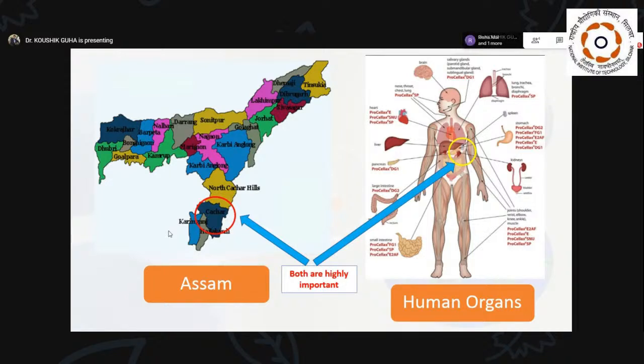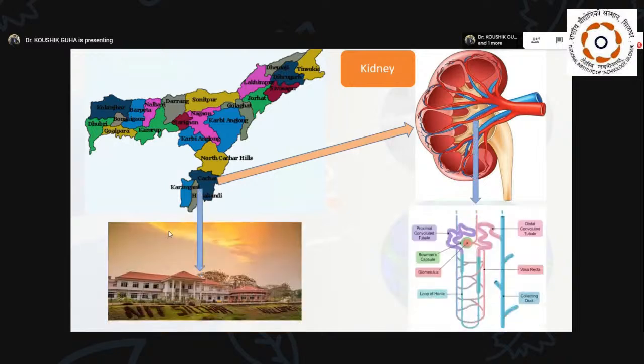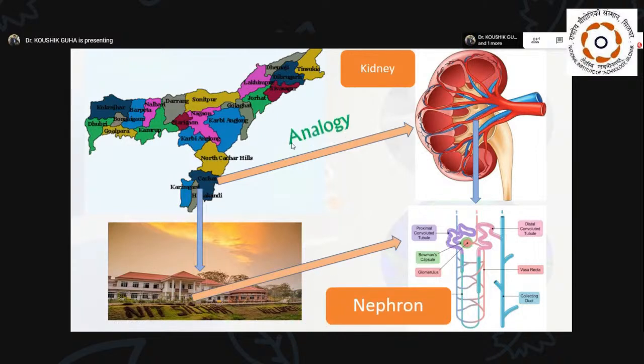It is responsible for so many important body functions. Now if we zoom in, we can relate Kachar to the entire kidney. And inside Kachar, we have a small NIT Silchar. Similarly, the kidney consists of so many nephrons, and I can draw the relation between NIT Silchar and the nephron. So what is the point? I'm drawing this analogy because both are very similar, and both are very important and relevant in their own nature. Nowadays NIT Silchar is very pertinent to the whole country, and it is one of the highly prestigious institutions in our country. The NIRF rank in 2020 is 46, and recently they published the innovation ranking, where NIT Silchar is in the band of 11 to 25.